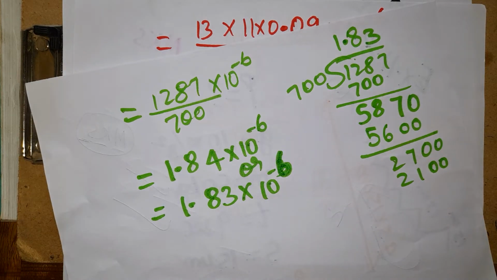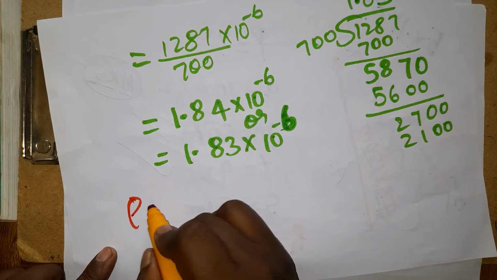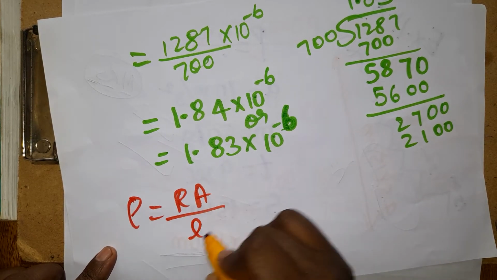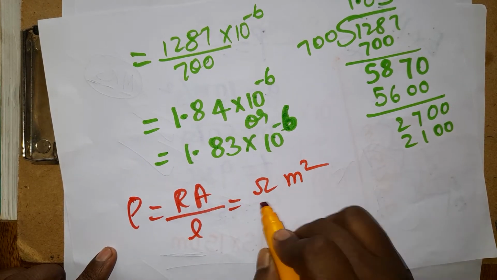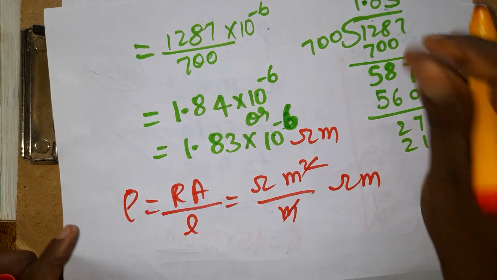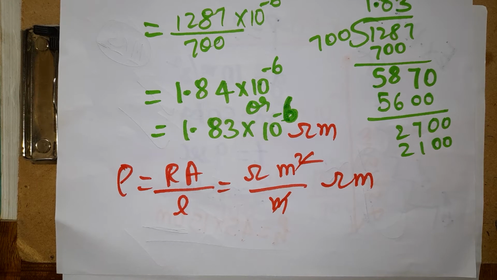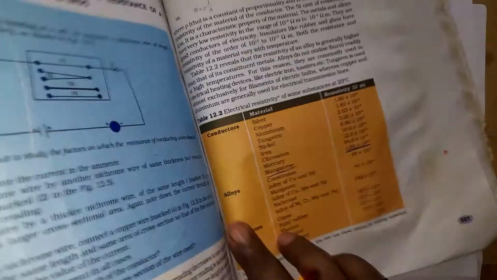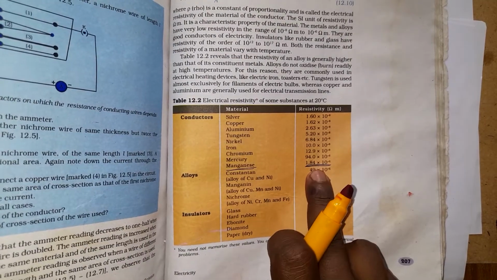Okay. So now what is the unit? It is resistivity. Resistance times area by length: ohm meter square divided by meter. So it is going to give us ohm meter. Okay. Still the problem is not over. They asked you to find which material it is. You can refer to the tabular column. See here, I am going to refer to the tabular column. 1.83, 1.84.